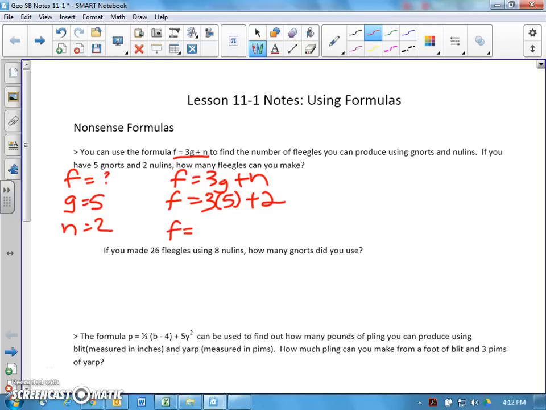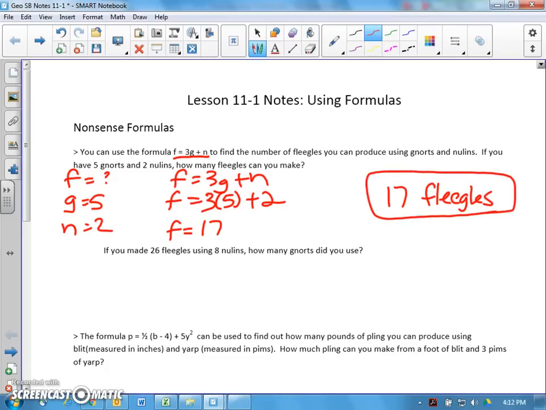From here, I just need to do my calculations. So this would be 15 plus 2, or 17. Final step will be to answer the question. It's not just 17, it's 17 Flegels. So make sure that you include your units all the way through this unit. The labels and units on your answer will be very important.